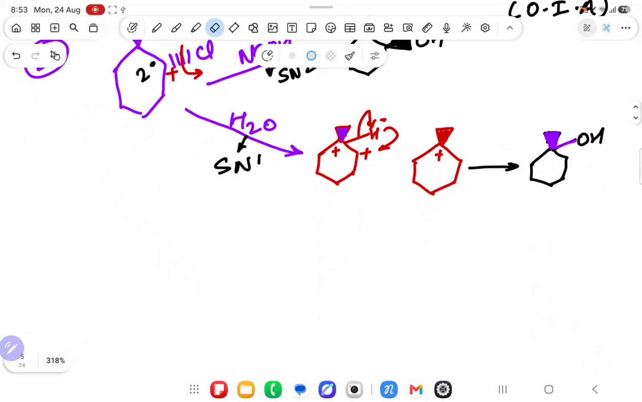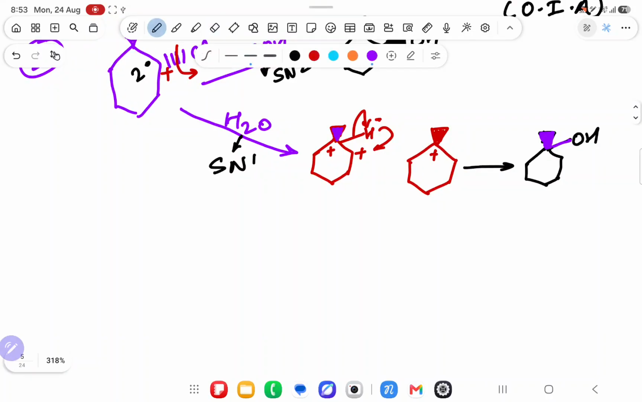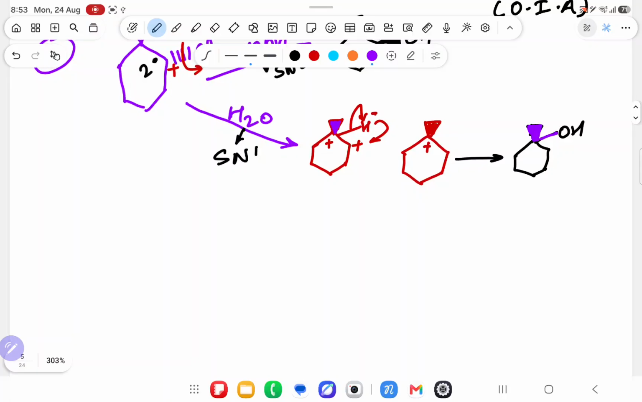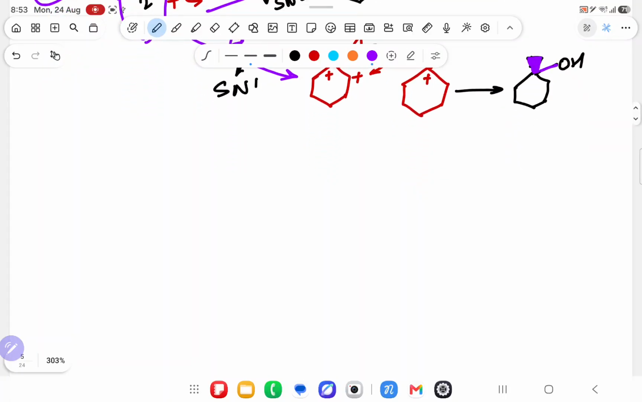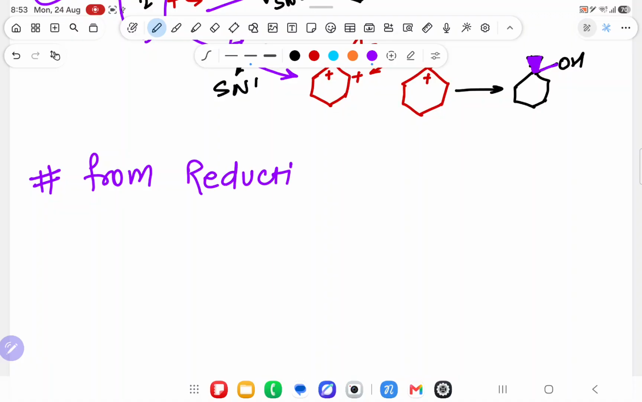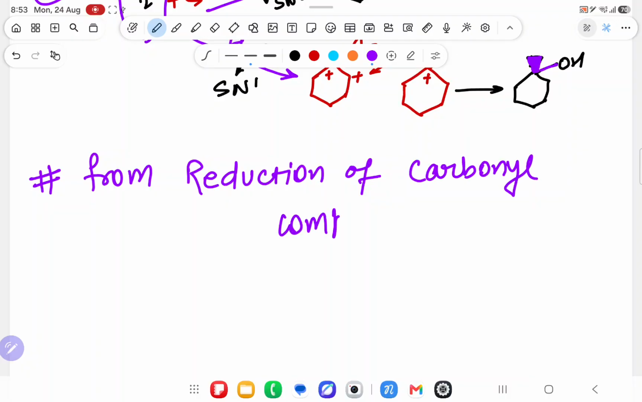So first topic we have seen preparation of alcohol from hydrocarbon, and second we have seen preparation of alcohol from alkyl halide. Third we are going to see preparation of alcohol from the reduction of carbonyl compound.